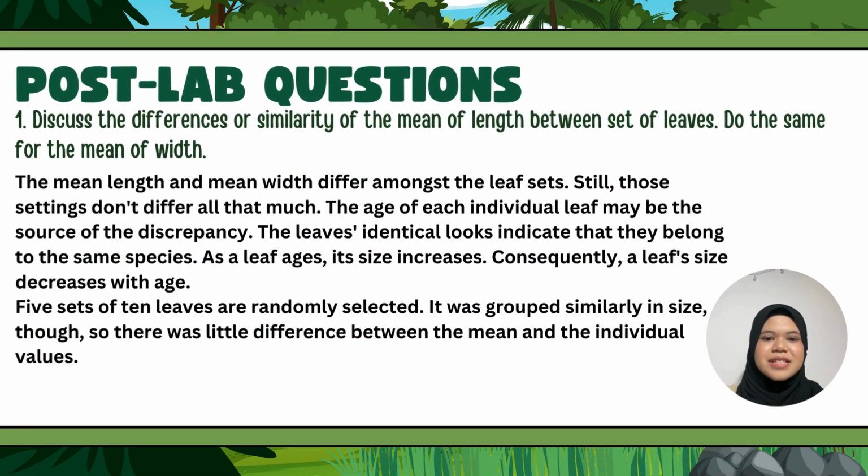The first question is, discuss the differences or similarity of the mean of length between sets of leaves. Do the same for the mean of width. We can say that the mean length and mean width are different amongst the leaf sets. Still, those sets don't differ all that much.